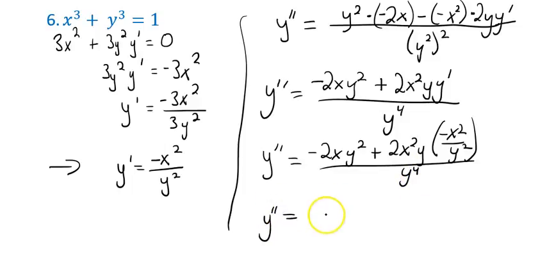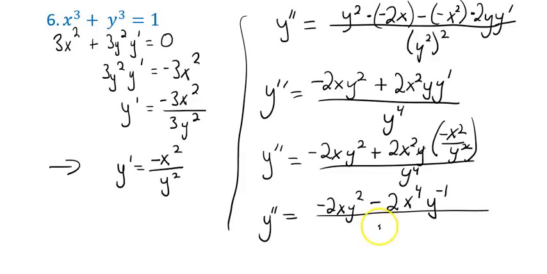And they would probably simplify from there, which the y would cancel one of those y's, and the negative would move to the front. So instead of a plus here, I'm going to put a minus. And then x squared times x squared is x to the 4th. And then I have that y to the negative 1. So this would simplify down a little bit to something that doesn't have y prime in it.